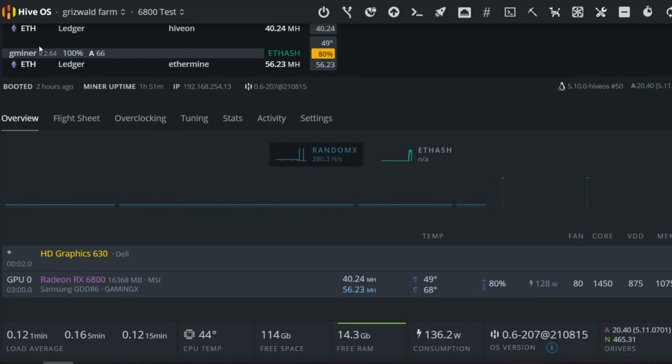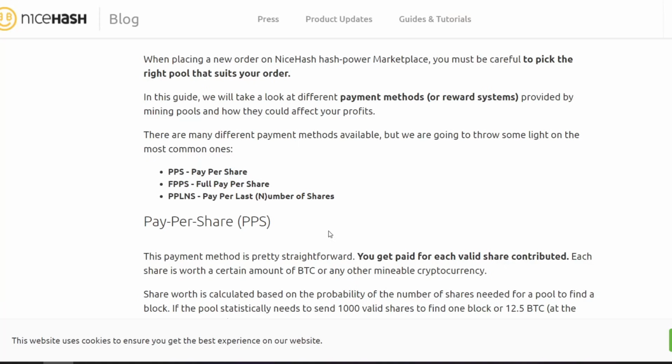So this is kind of a video for newer miners or miners that don't really understand this concept. And I'm going to go over PPS versus PPLNS and the last type of shares. Although we don't like NiceHash, NiceHash is a nice resource for information a lot of times. And here they talk about full pay per share, which is the last one they didn't previously mention, pay per share, and pay per last number of shares.